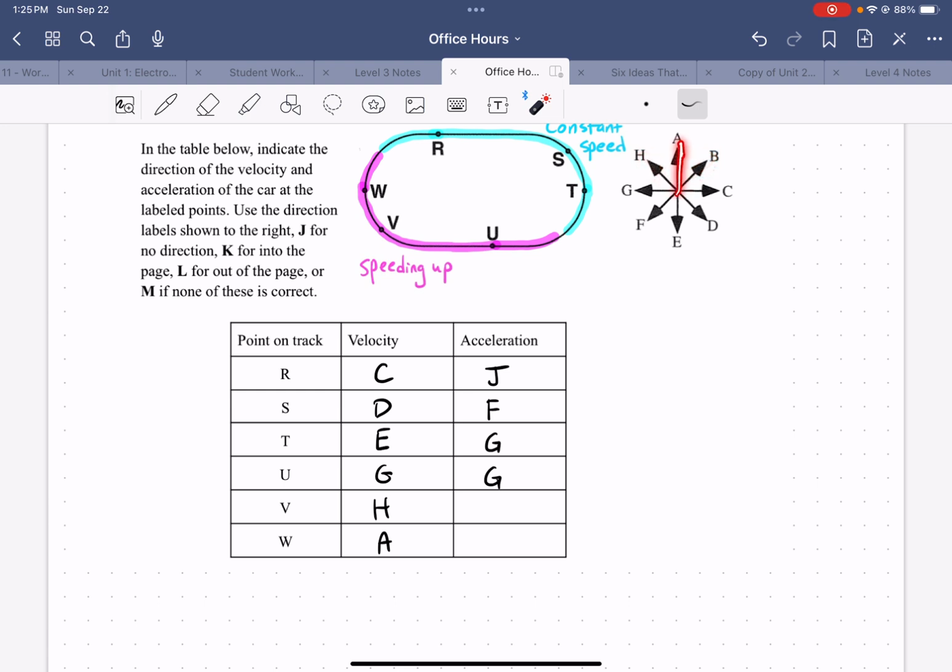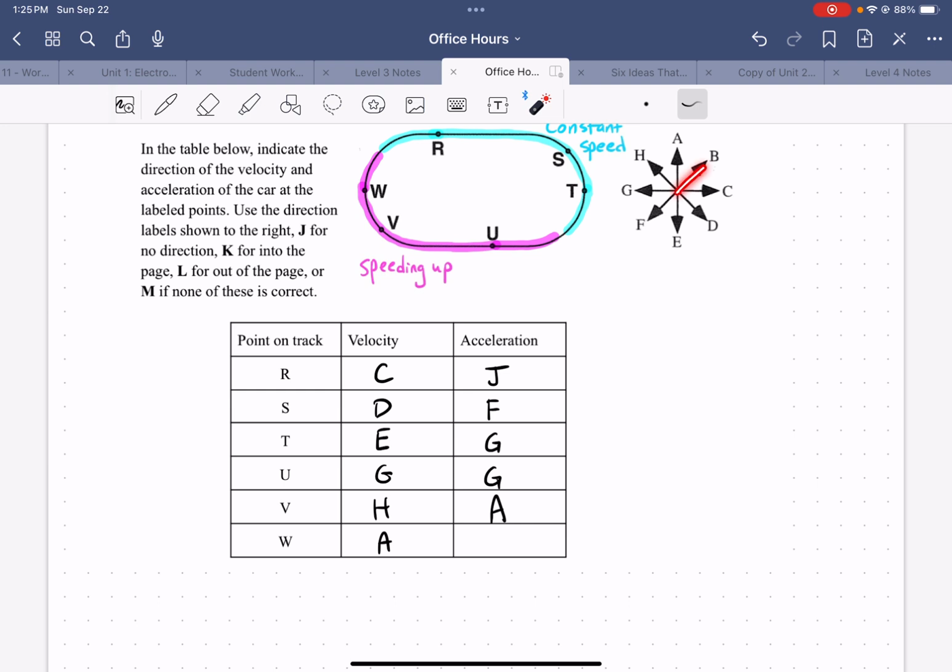And then likewise at point W, the velocity now is in the direction of A. Since there's going to be an increase in speed and a change in direction, we have some acceleration directed in the direction of A, but also some acceleration directed in the direction C. So the net acceleration will be the vector sum of A and C, which puts us in direction B.